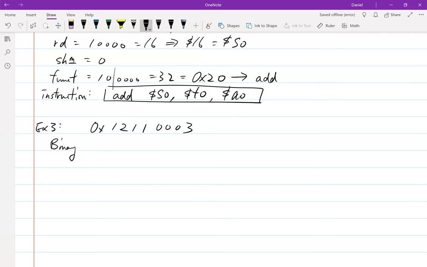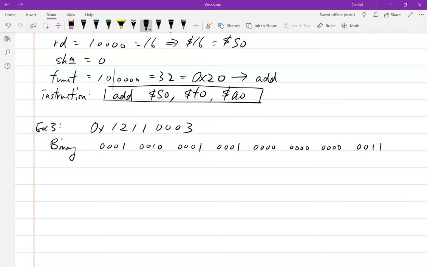I will have 0001, 2 is 0010, 1 is 0001, 0001, 0000. So be careful of the number of zeros you have in the hexadecimal. Okay, 1, 2, 3, 4, 5, 6, 7, 8, good.